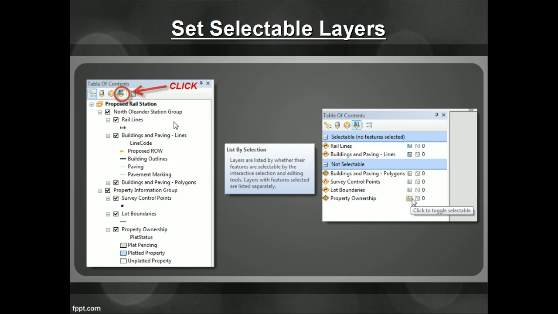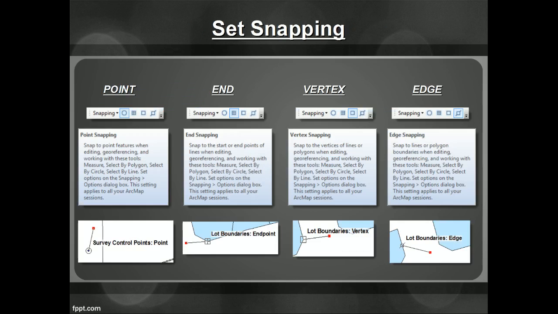So how do you set your selectable layers? Well, on the table of contents, simply select the List by Selection button, and it'll then change your table of contents, and you can easily toggle which layers are to be selectable and which are not to be selectable. This is extremely valuable when you're starting an edit session and you have a multitude of layers that are visible, and just being able to select what you want when you want can really help you out.